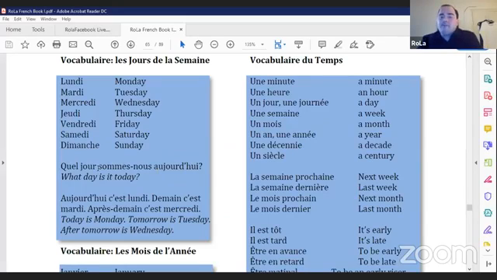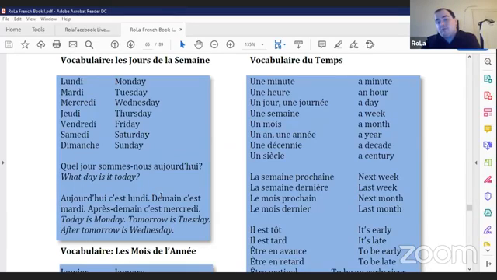So just to recap, today we learned about les jours de la semaine: lundi, mardi, mercredi, jeudi, vendredi, samedi, et dimanche. We learned how to ask a question: Quel jour sommes-nous aujourd'hui? What day is it today? And we also learned how to say today is: Aujourd'hui, c'est. So basically you take aujourd'hui, c'est, and then put the day you want. So aujourd'hui, c'est mardi, for example.